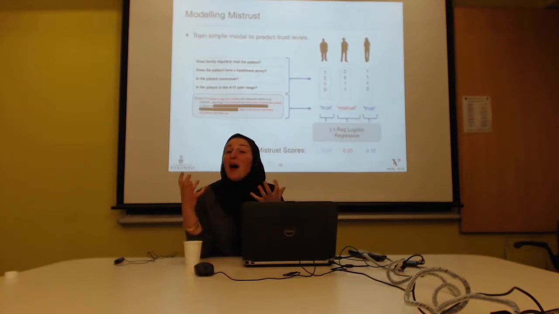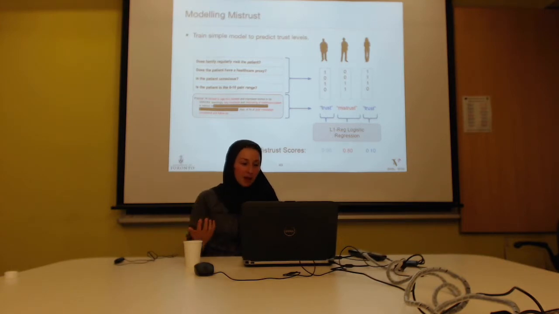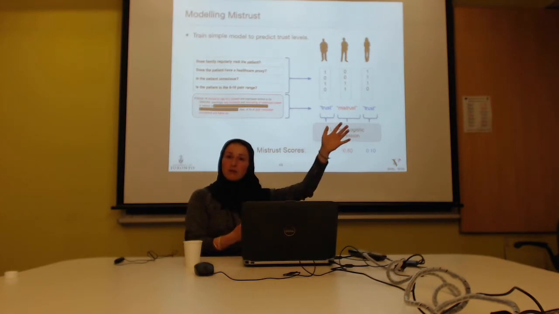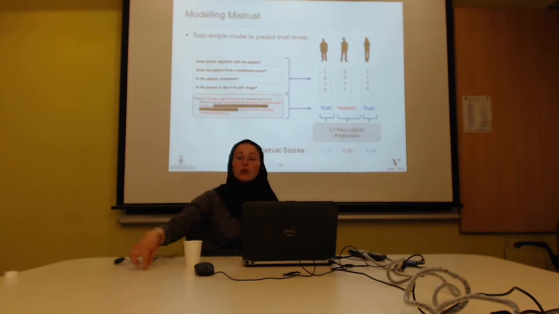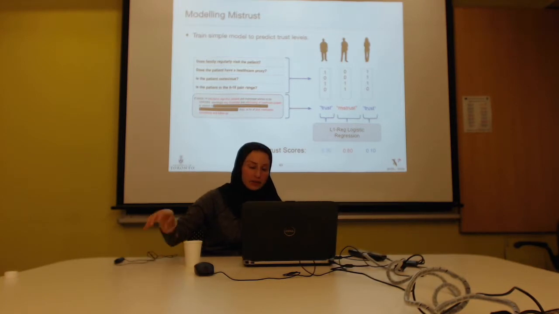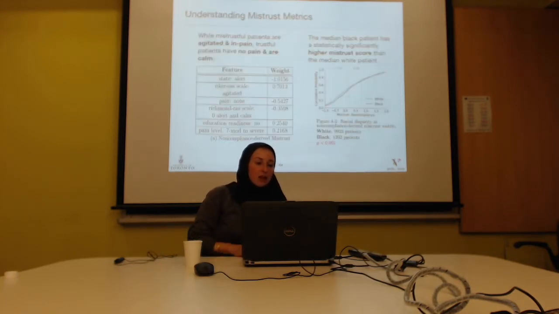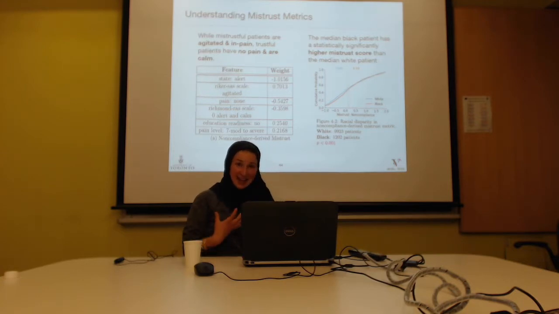So then we try to model this mistrust, right? We train a simple model that says, here are examples of mistrustful interactions. Generalize. Tell us where you think there is mistrust. And then let's see if mistrust is a factor in aggressive end-of-life care. And it turns out that mistrust actually seems to play a large part in this aggressive end-of-life care.